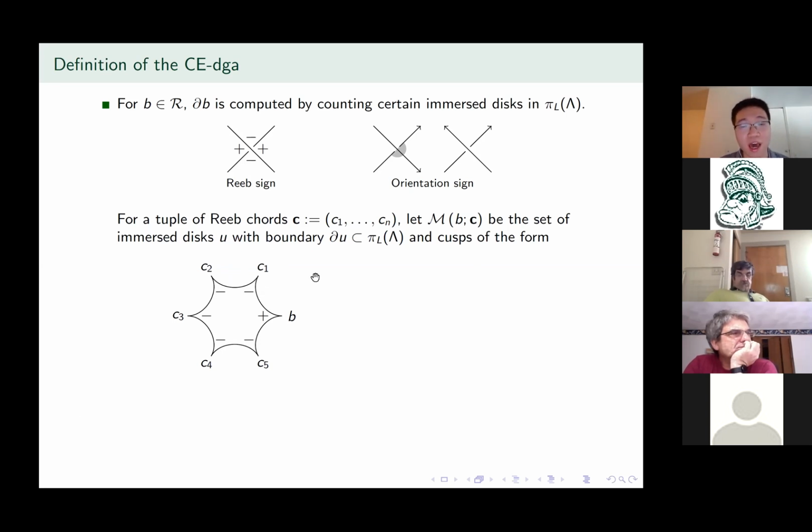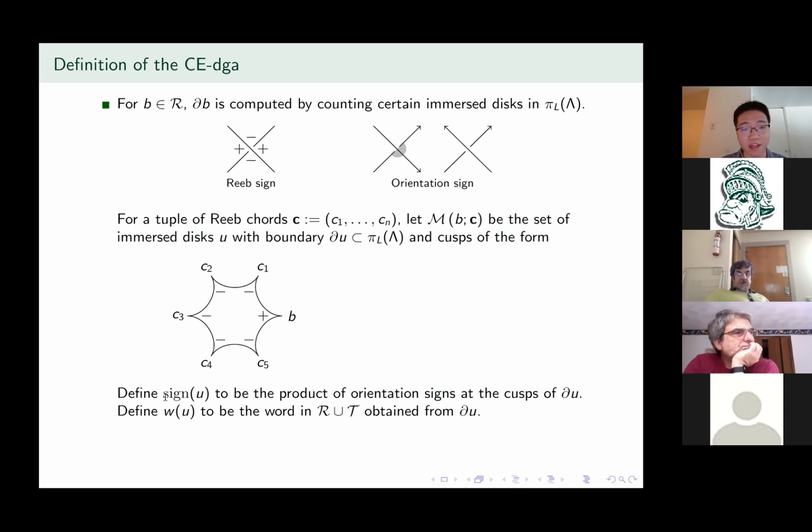Okay, and then we define sign U to be the product of orientation signs. So this is important. You're only taking orientation sign when you compute the sign of the disk. So product of orientation signs at cusps of partial U. So these minus signs do not contribute to the sign of the disk, right? These are only signs for making sure that the corner is at the minus quadrant. Right? When you compute sign, you should look at orientation sign.